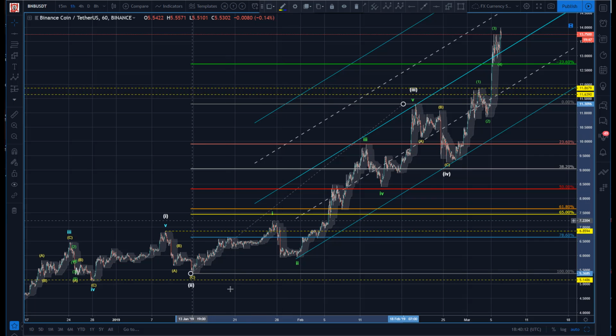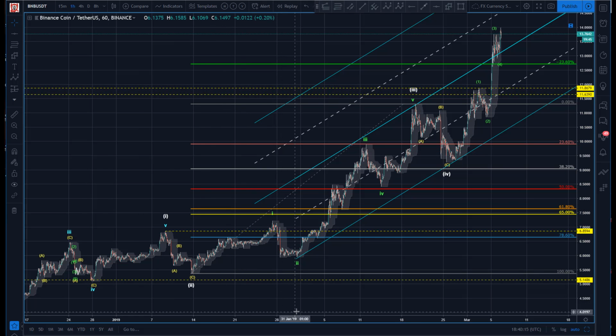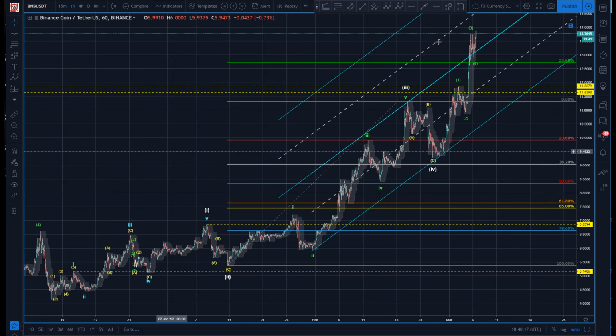So man, pretty clear count here. I mean, just bucking the trend in all of crypto. We've got a nice, solid trend underway. Very technical, beautiful Elliott subdivision. I mean, you can't ask for much more than this. So getting through this target.